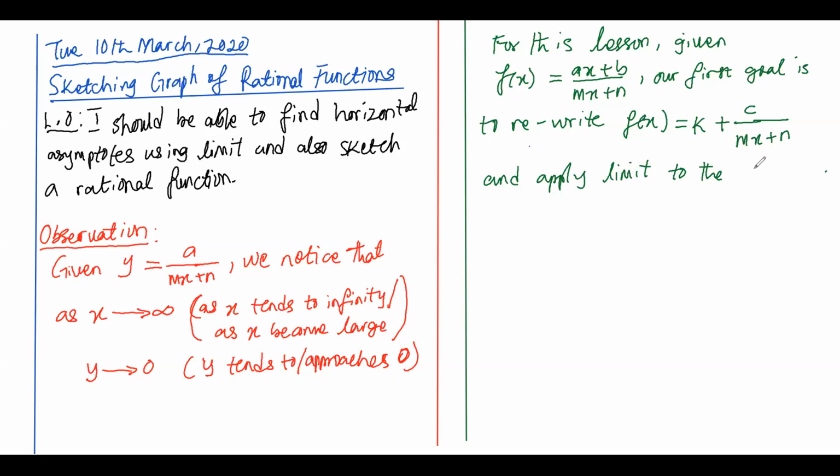So apply limits to the c over mx plus n part. Does that make sense? I hope I put that right. So that is the goal. This is how we're going to be finding our horizontal asymptote, using limits.